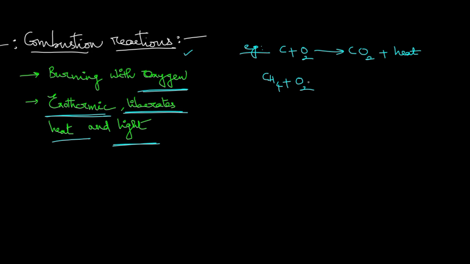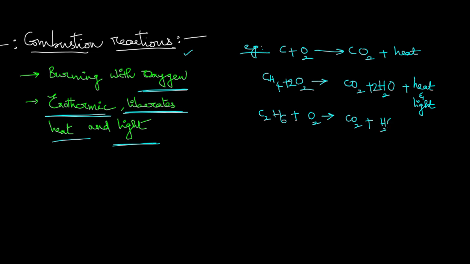CH4, when methane is burned in oxygen, you will get CO2 plus H2O, carbon dioxide plus water in vapor state, and again heat and also light. This is C2H6 plus oxygen, which gives again CO2 plus H2O, water in vapor state, and heat and light.